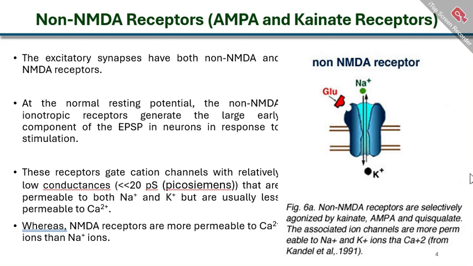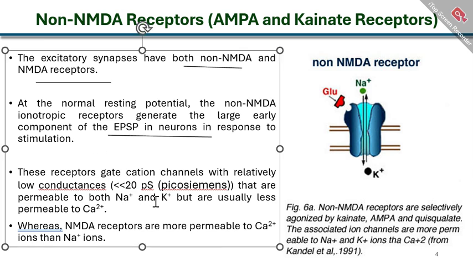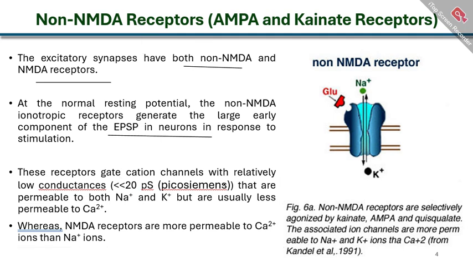Further, talking about the non-NMDA receptors, the excitatory synapses have both non-NMDA and NMDA receptors. At the normal resting potential, the non-NMDA receptors generate the large early component of the EPSP in the neurons in response to the stimulation. These receptors are ion channels, which means that sodium moves inside the cell when there is stimulation of these receptors as a result of binding of the glutamate at its site.